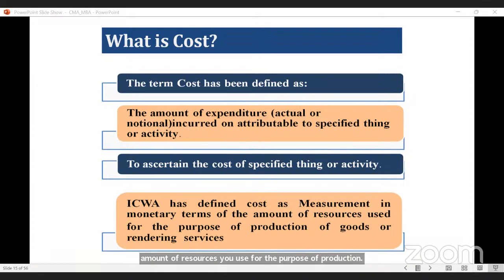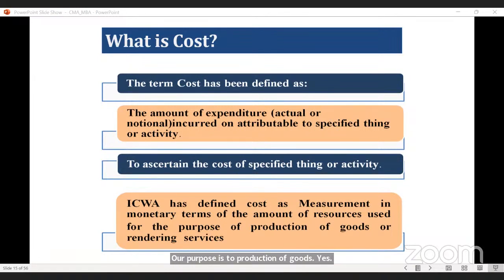Whenever we are producing goods, what is the amount we are paying? Let's say purchase of raw material. We need to express it in monetary terms. So why are we purchasing raw material? Our purpose is production of goods. Yes or no? Yes, sir.